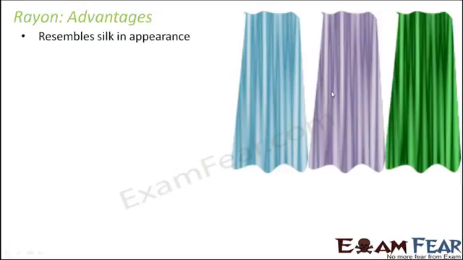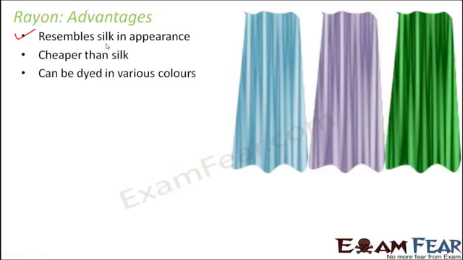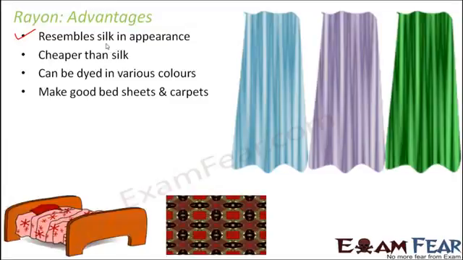Some of the most important properties are that they resemble silk in appearance, but at the same time they are a lot cheaper than silk. They can be dyed in various colors. You actually get rayon in many different colors like red, blue, black, yellow, and so on. Due to its availability in various colors and its silk-like appearance, it is in demand for making different types of garments and clothes.